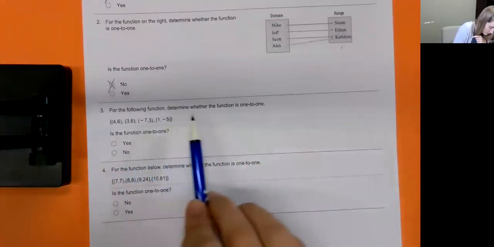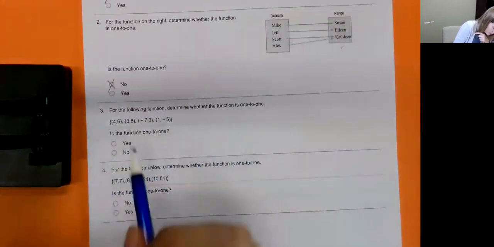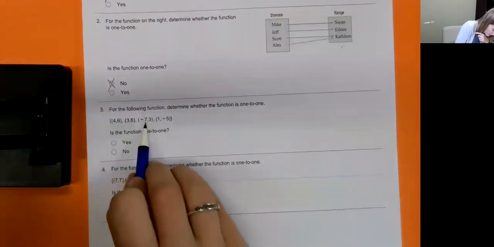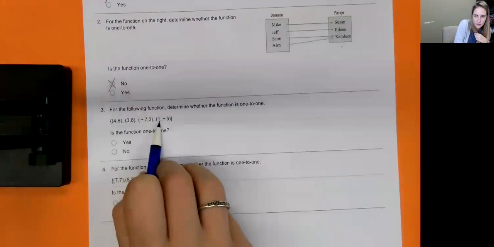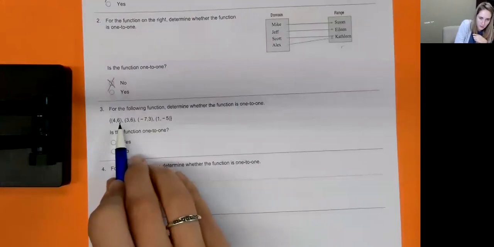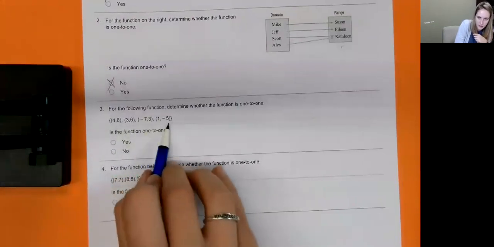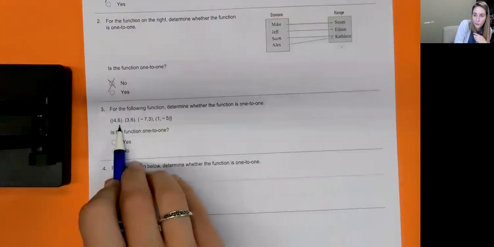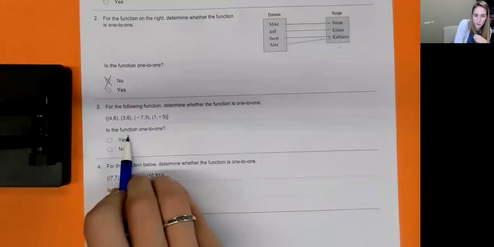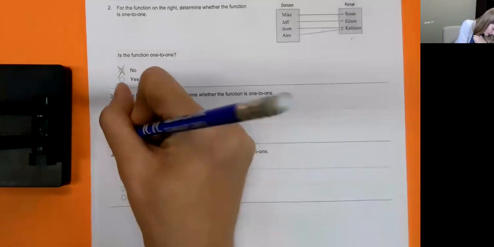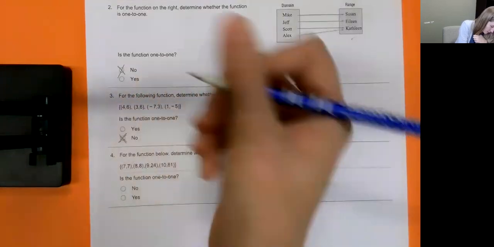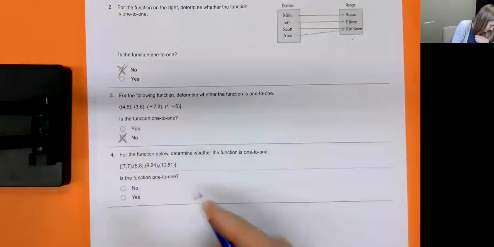So here, for the following function, determine whether the function is one-to-one. So we have 4, 3, -7, and 1. So we have no repeating x values, but then we have 6, 6, 3, and -5. So we have a repeating y value. And since we have that repeating y value, this would not be considered a one-to-one function.